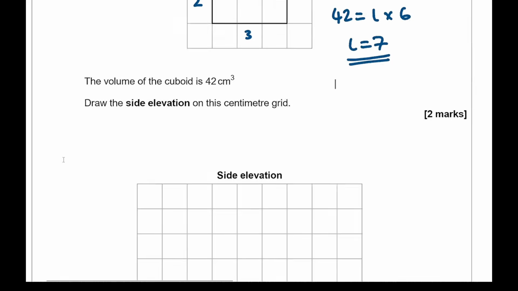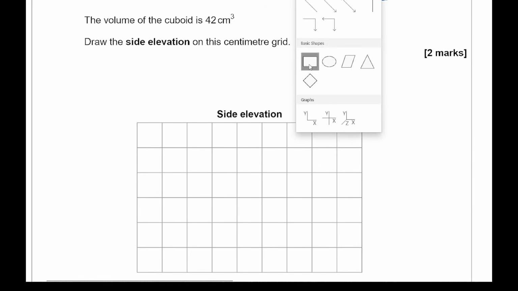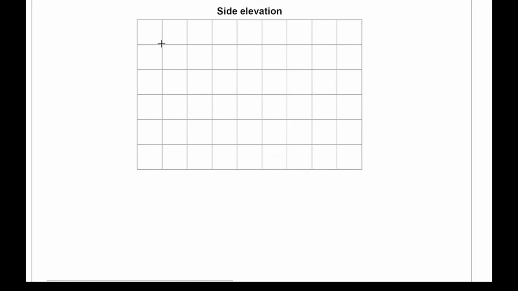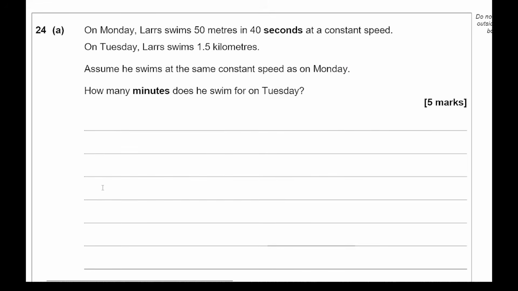So the rectangle I then need to draw has got to have a height of 2 and a length of 7. So if I do this, and make sure you're using a ruler for this, obviously it's going to be a lot easier for you, what you should have is something that looks like this, where you've got a height of 2 and a length of 7.